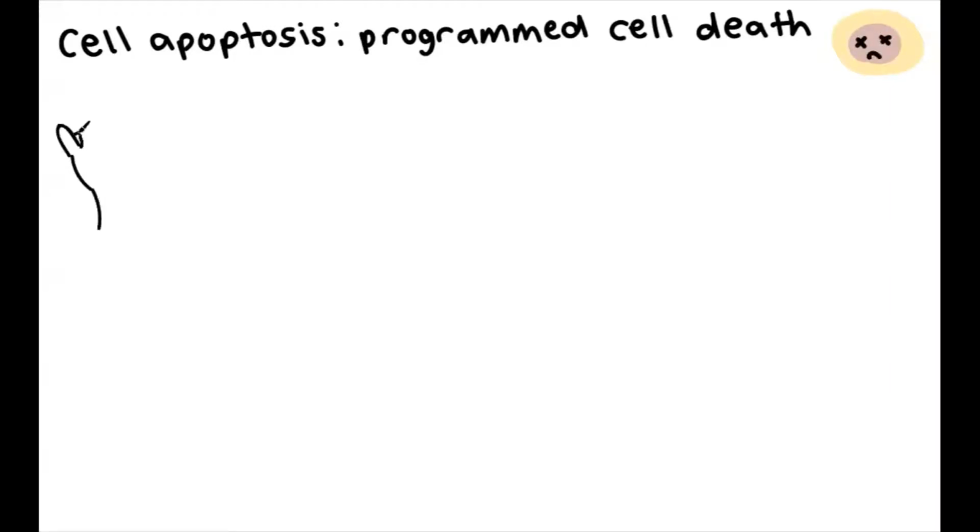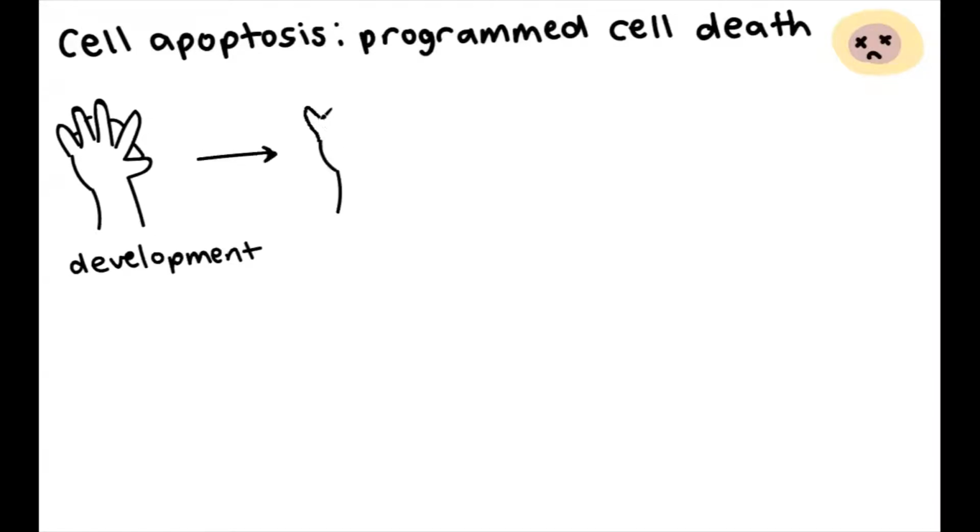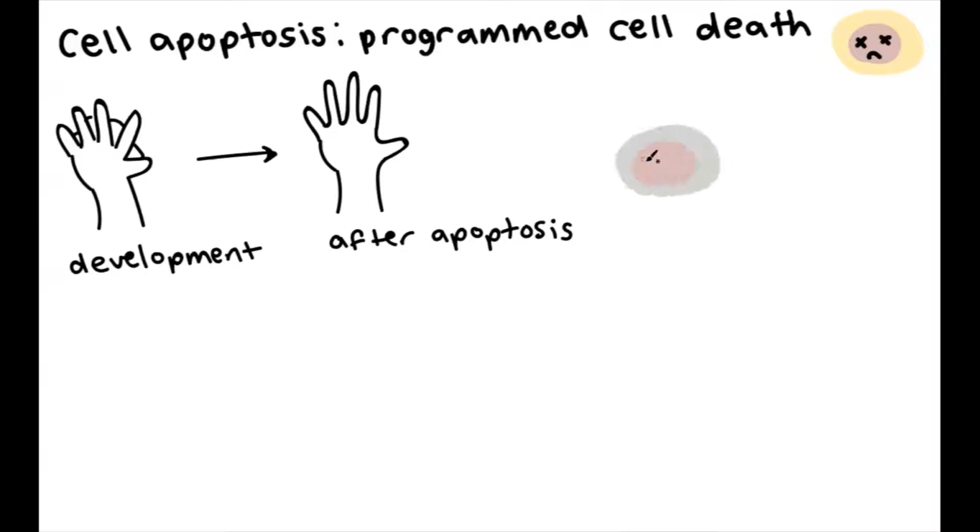One example is during development, when cells that make up webs between fingers die so that the fingers are no longer webbed. Apoptosis can also occur when cells get too old and need to be cleared out, or when the cell realizes there's something wrong and decides to die before it divides and creates more cells with the same problem.